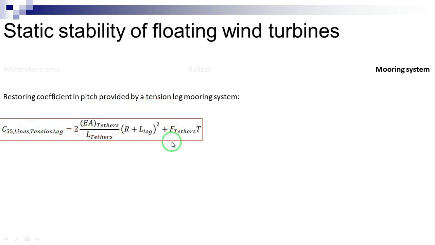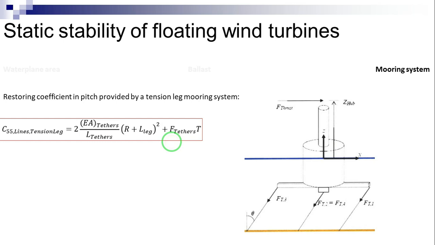In this equation, EA_tethers is the product of the elastic modulus and the sectional area of the tethers. L_tethers is the unstretched length of the tethers. R is the cylindrical radius. L_leg is the length of the leg to which the line is attached. F_tethers is the total force exerted by the tethers, and T is the cylinder draft, or the vertical distance to the tether fairlead. The equation above for restoring provided by tension leg mooring system shows that the restoring coefficient in pitch is dependent upon the elastic properties of the mooring system.